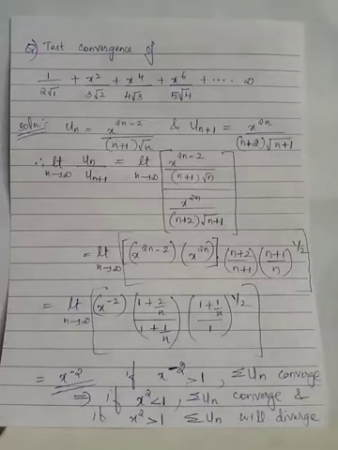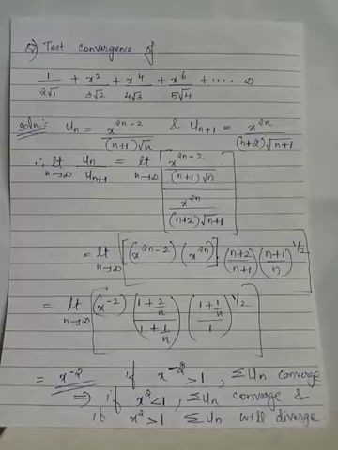Another previous year question. Test convergence of the infinite series 2 by root 1 plus x square by 3 root 2 plus x raised to 4 by 4 root 3 plus x raised to 6 by 5 root 4 plus etc. Here we wish to write down the general expression of the general term un.